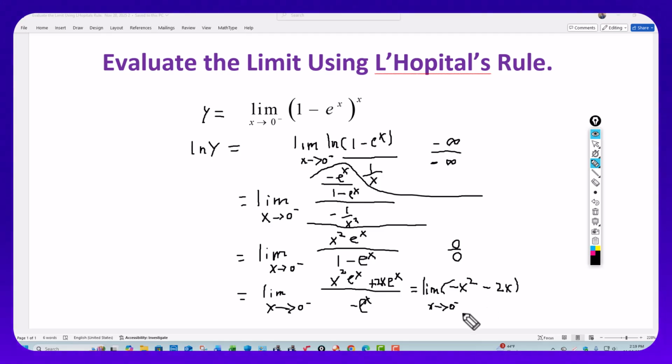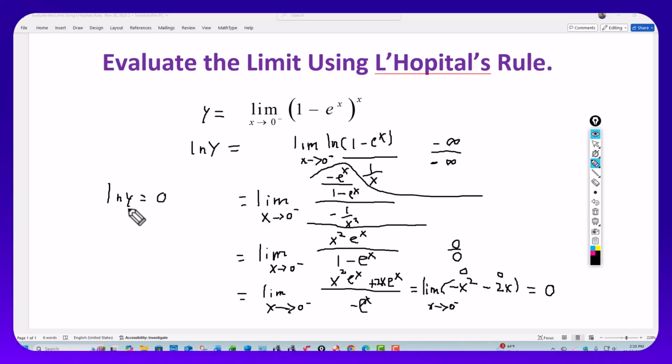So now, let's just plug in. As x goes to 0 from the left, so this gets close to 0. So this will be 0. X gets close to 0 from the left side. X gives me 0. 0 minus 0. This will be 0. So I get a limit of 0. So what do we have? Follow the steps here. ln of y equals, we did these calculations, we got this. So we get then ln of y has to equal 0.